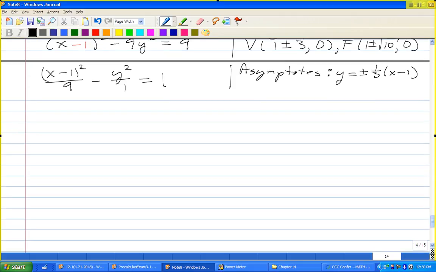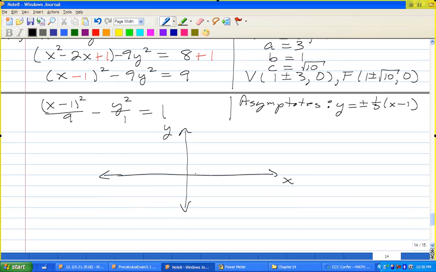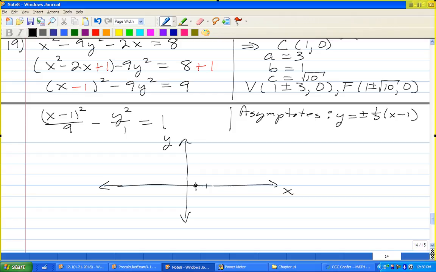So let me draw this. Let's not make it too big. I won't be able to fit everything on this whole page. And so 1, 0 is my center. Go out 3 in the x. One in the y. Draw my bounding rectangle. Now it's kind of small, but draw the diagonals.